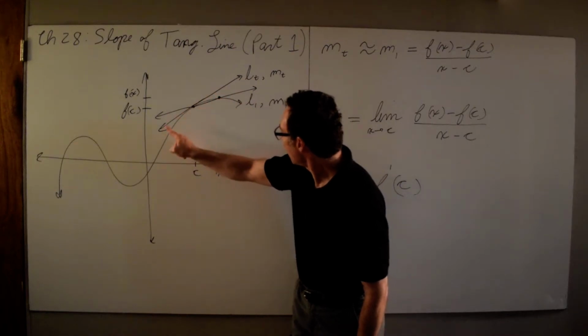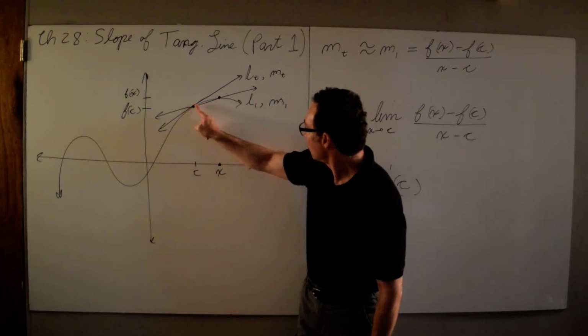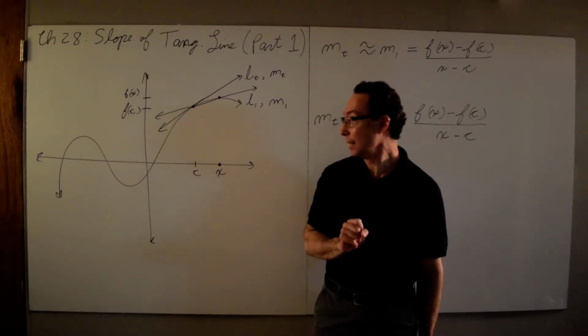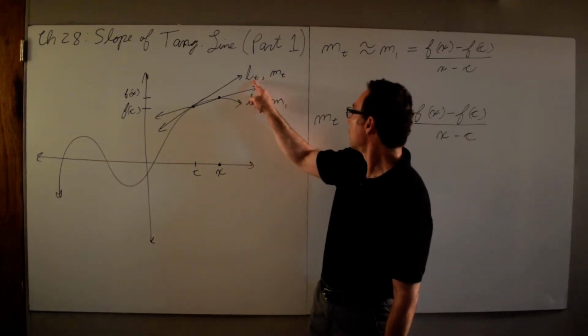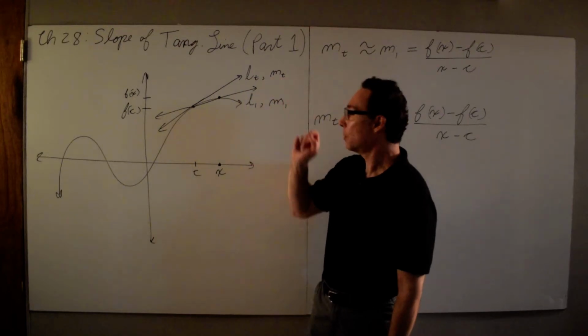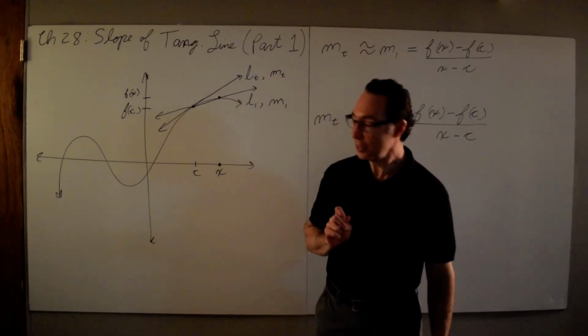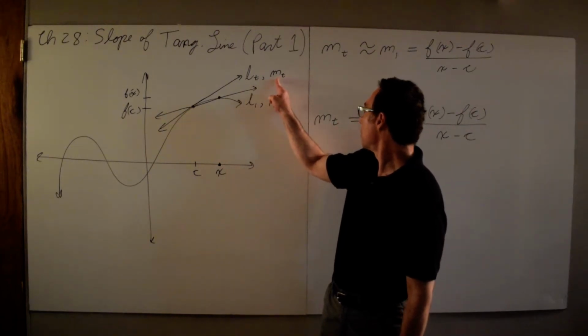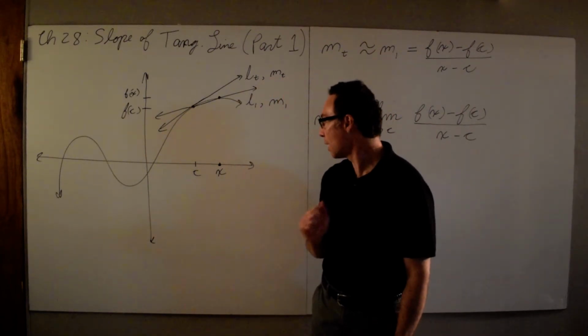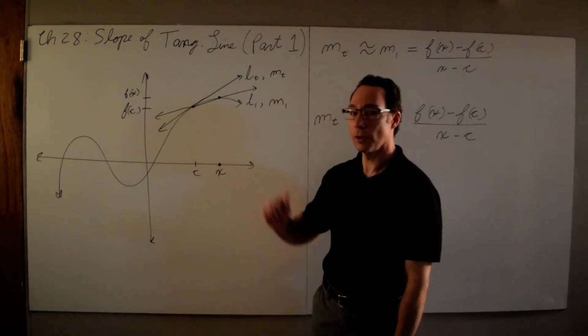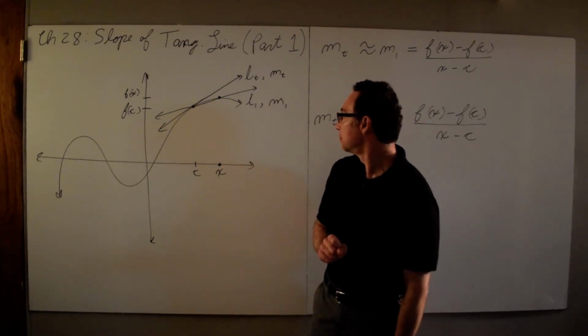It comes through right here, and it just hits the curve, hits the graph of this function in one point. And I've labeled this L sub t, and its slope is m sub t. And basically what theorem 236 says is that m sub t is the derivative of f at c. And what I've done here is I've drawn a picture, and I'm going to explain why that is.